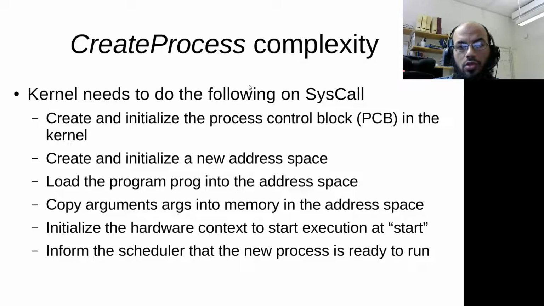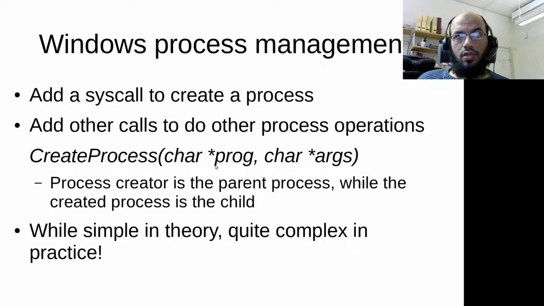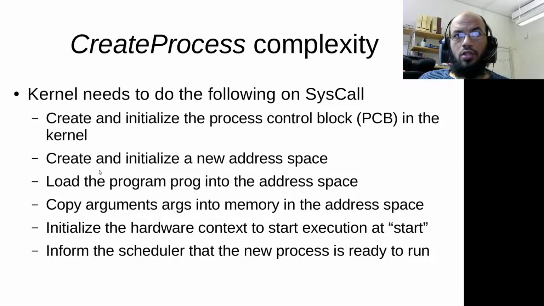So the kernel needs to do the following. When you do the syscall, you basically need to create and initialize a PCB, process control block, that we discussed in lecture 2. And then create and initialize a new address space for this process, so a part of memory where the process will actually have things running. You need to load the program into the address space, and the program prog here is the first argument that you gave to create process.